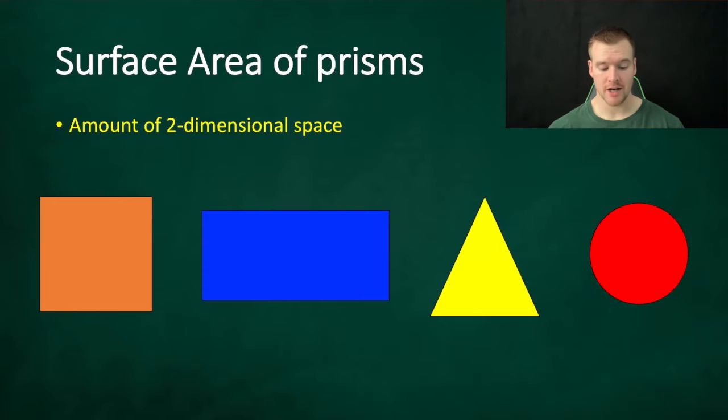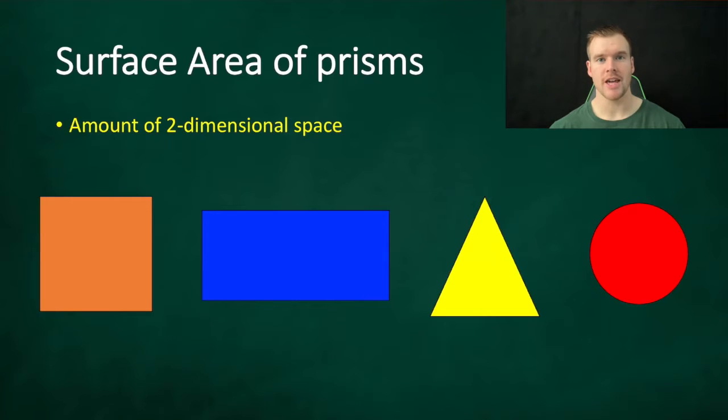Okay, so surface area is a two-dimensional amount of space, and these shapes below are going to be what's making up the surfaces of all the objects that we're going to be looking at. So the first one, we have an orange square, a blue rectangle, a yellow triangle, and a red circle.